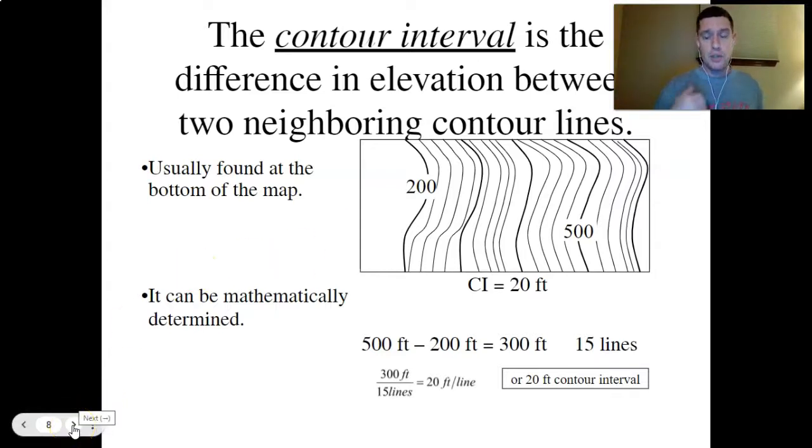Some are easy to spot. You can just look at it and go, oh, it's 0 and 100 and it's split by 5 lines. Okay, well, that's 20. Some of them are easy to determine real quick in your head. Others aren't. So I encourage you to use this mathematical formula every single time. Every single time. You will never get it wrong.